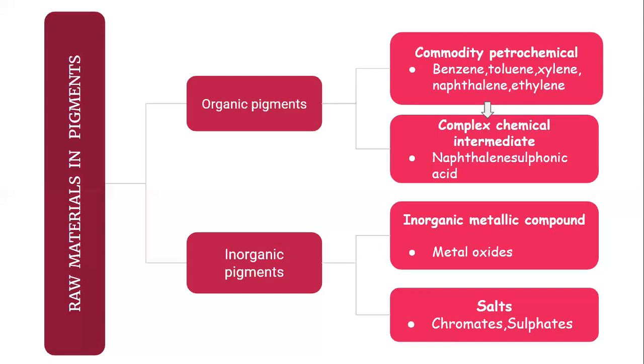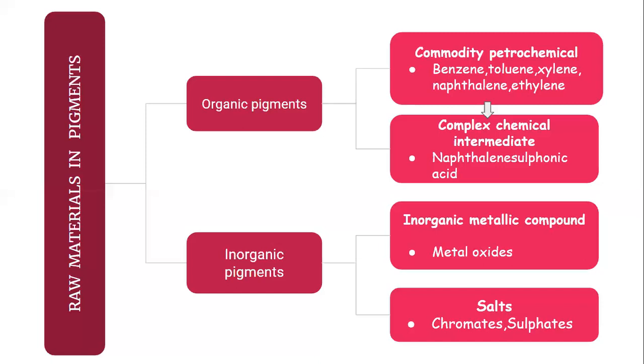First is commodity petrochemicals such as benzene, toluene, xylene, naphthalene, and ethylene. These are commodity petrochemicals which are further processed into complex chemical intermediates, such as naphthalene sulfonic acid.